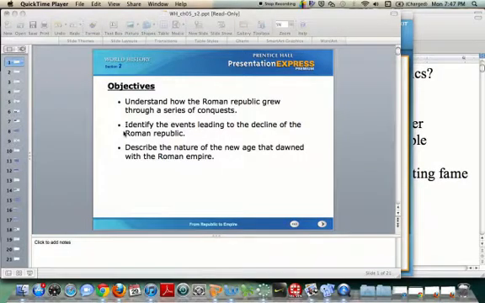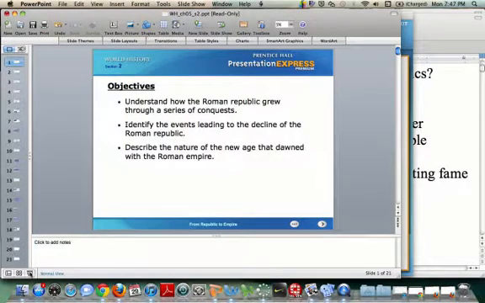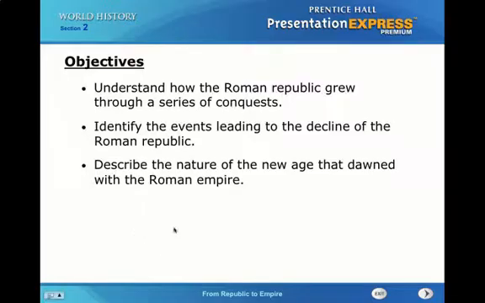All right, so here we go, section 2, the objectives, the things that you should really get out of all of this. One is to break down how the Roman Republic grew through a series of conquests. Two, identify events leading to the decline of the Roman Republic. What are those things that are causing the Roman Republic to go away? And then describe what this new age of the Roman Empire was like. So as we go through this, those are the things that you should really be paying attention to and focusing on.